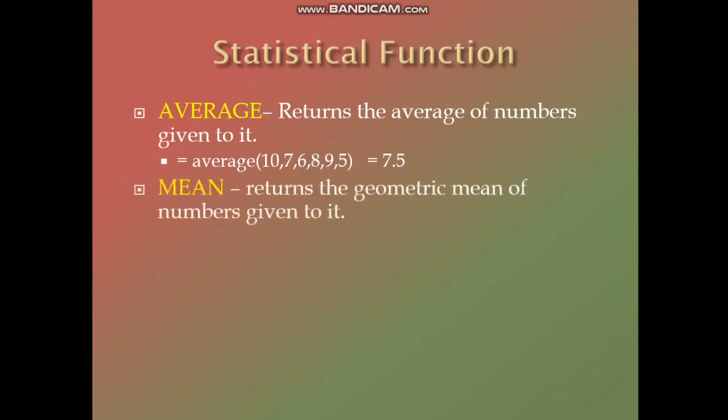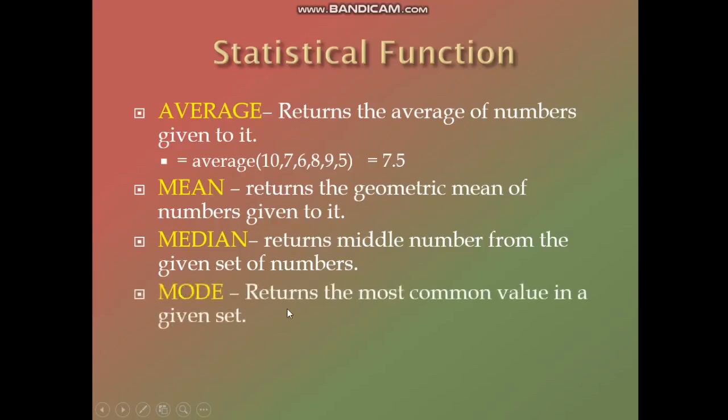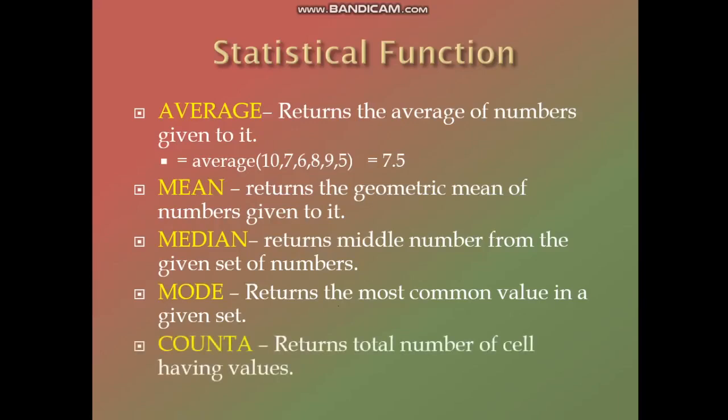Mean function will return the geometric mean of the numbers. Median will return the middle number from a given range. Mode will give the maximum value. This is in statistics. It returns the maximum value, which is not maximum, sorry. It returns the most common value. The next, COUNTA. COUNTA function will return the total number of cells having values. So if there are 100 cells, some cells are blank and some cells have something written, the number of cells in which something is written will be shown.